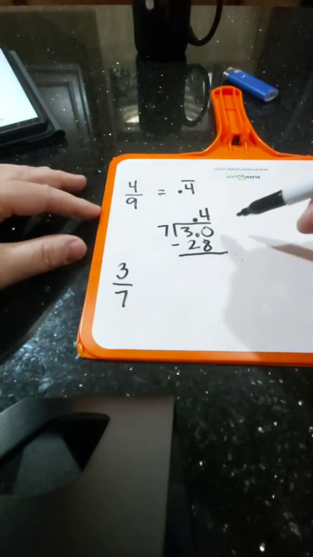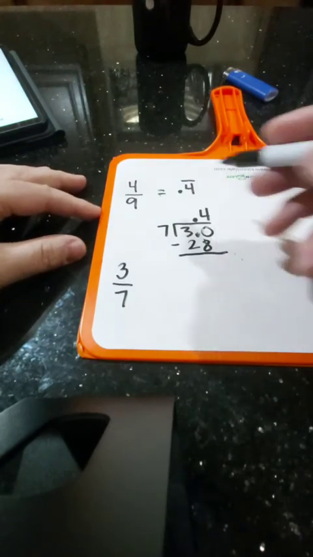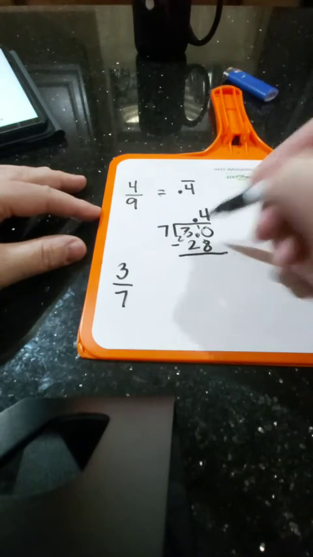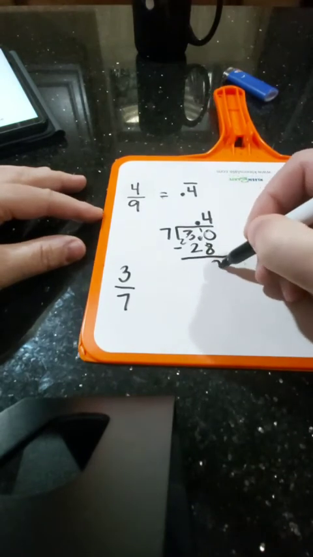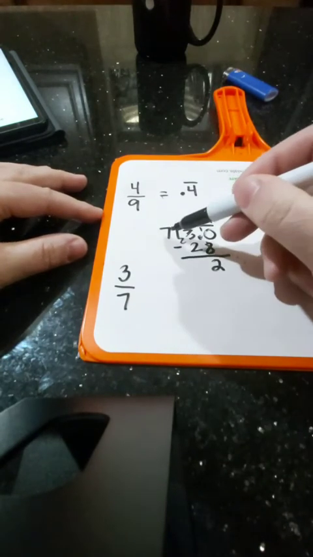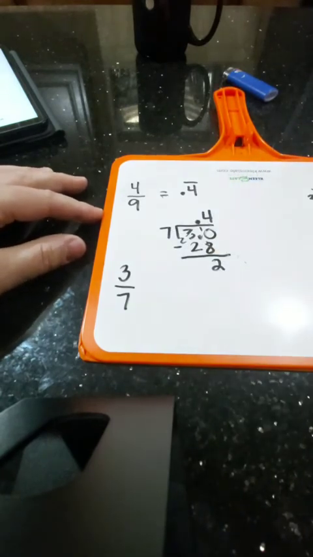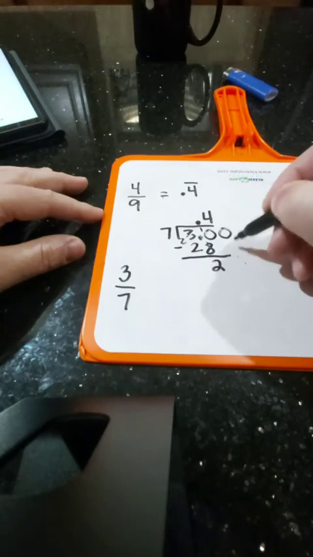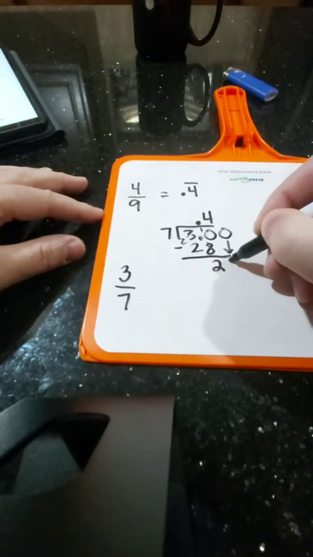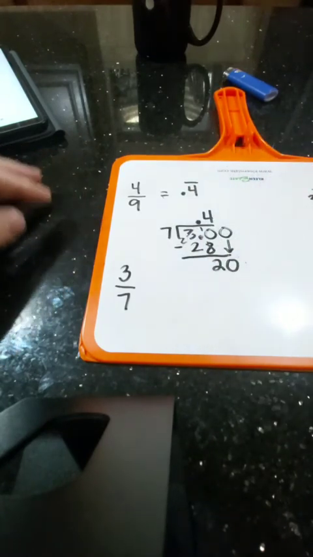All right. We can't take 8 from 0, so we borrow. And 10 minus 8 is 2. Okay. Now, we can't put 7 into 2. So what must we do? We add another 0 and we bring our 0 down. And we can put 7 into 20.